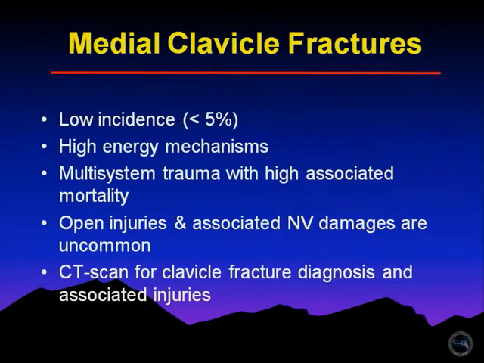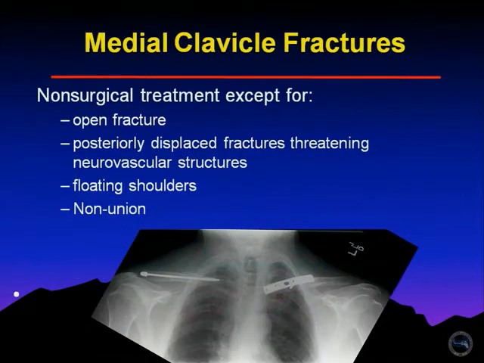So medial clavicle fractures have a low incidence and high energy mechanisms. You need to look for multisystem trauma. Open injuries or associated neurovascular damage are uncommon in this area, and a CT scan is useful to look for these because of the difficulty imaging that area with plain x-rays. Typically we use non-surgical treatment except for open fractures and posterior displaced fractures and floating shoulders or non-unions.